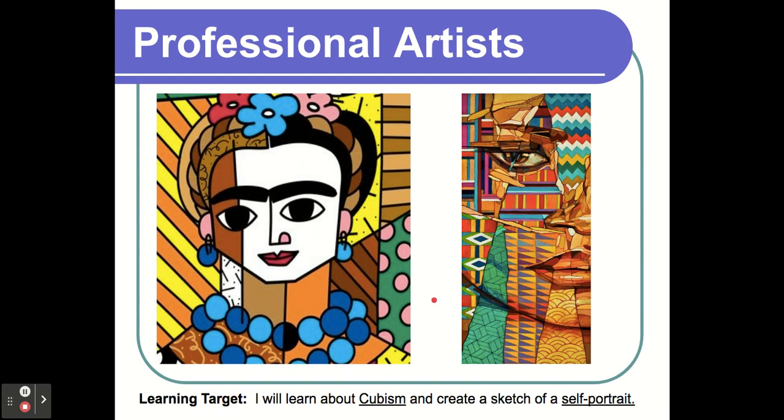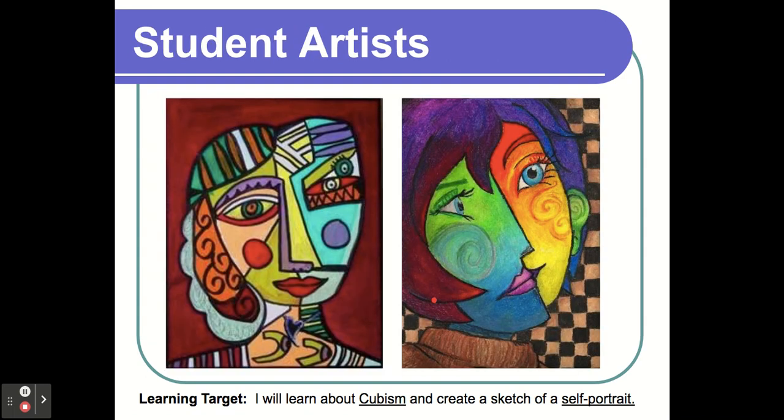And here we can see students influenced the same way. Look at how these students have borrowed their ideas from these Cubist artists. I see facial features that don't match up, dark lines that fragment or divide the face. I see different patterns in the hair, the clothes, and even on the face.